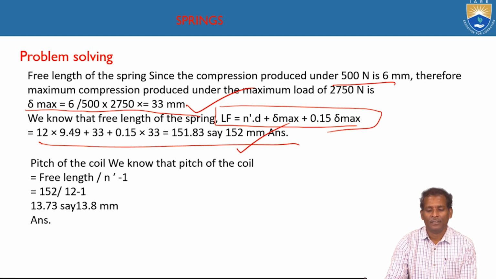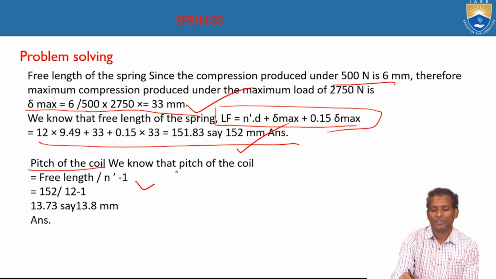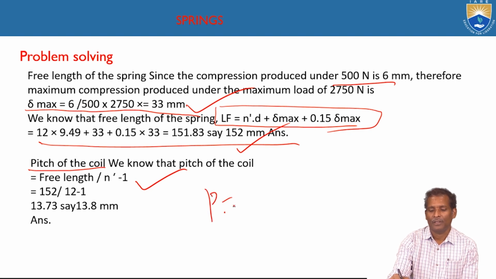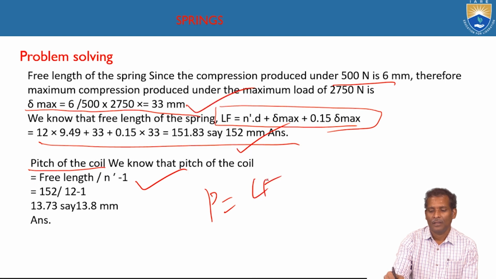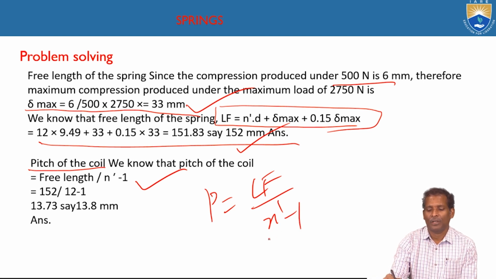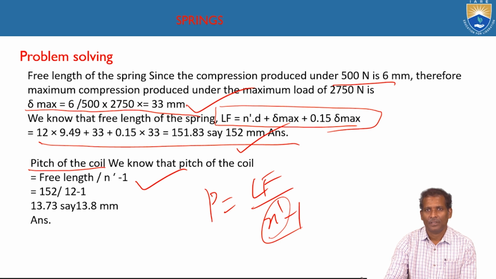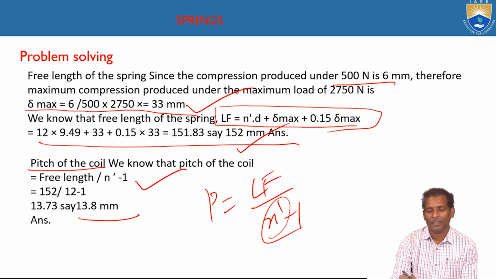Next, calculate pitch of the coil. So you know pitch of the coil P is equal to free length LF by N dash minus 1. So N dash is the total number of turns calculated, and here you will get the pitch of the coil is 13.8 mm.